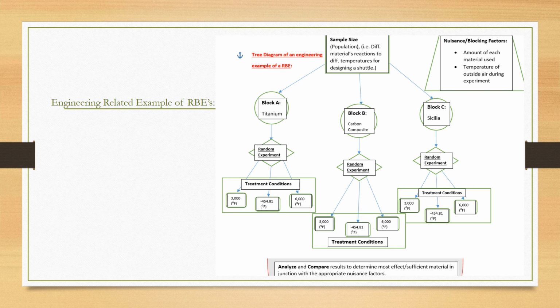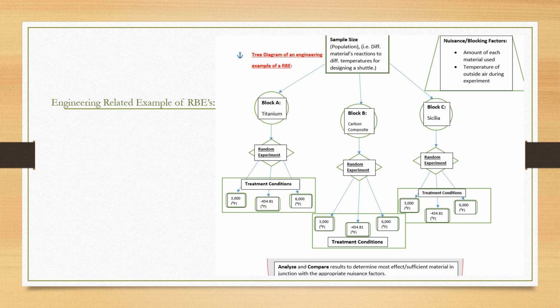slightly. Alright, here we have an engineering-related example of a randomized block experiment in the form of a tree diagram I have made. At the top you can see the sample size, which in this case is going to be different types of materials that are used to design a space shuttle that is taking off. These different types of materials are going to be sorted into blocks A, B, and C that are all going to undergo a different type of random experiment.